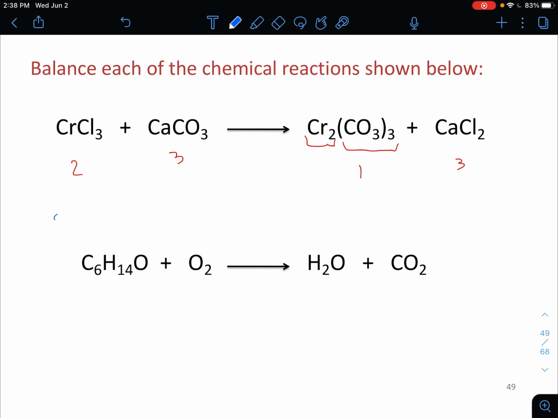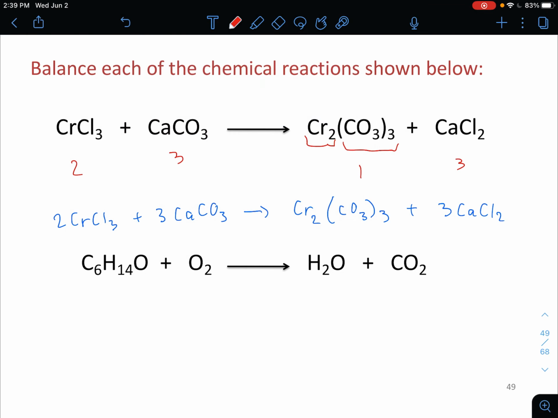So then I can rewrite it as 2 chromium 3 chloride plus 3 calcium carbonate makes chromium 3. Oops, that's not supposed to be a 3. Chromium 3 carbonate plus 3 calcium chloride. Let me rewrite that. 3 calcium chloride. Okay, next one.